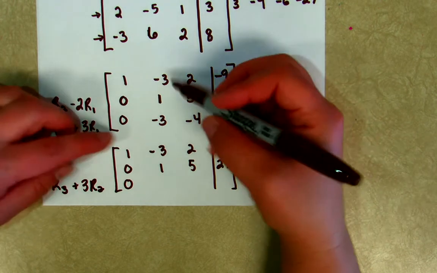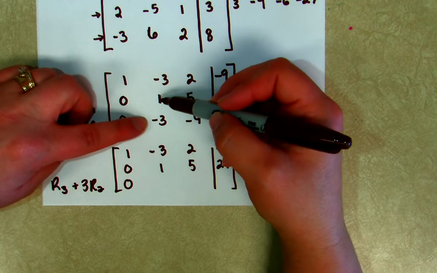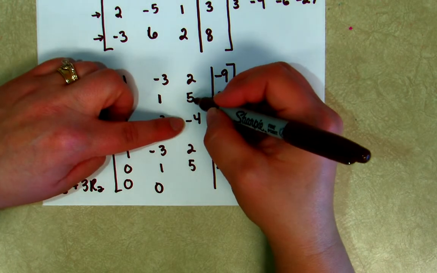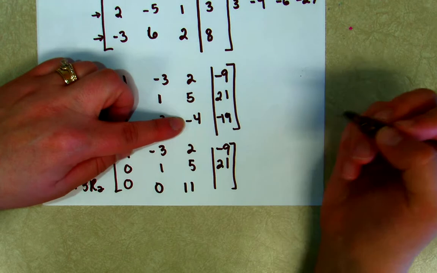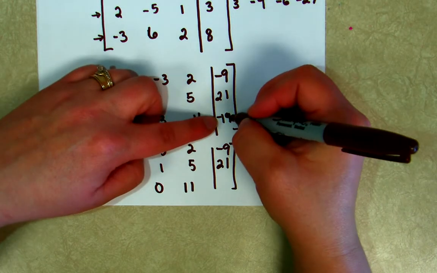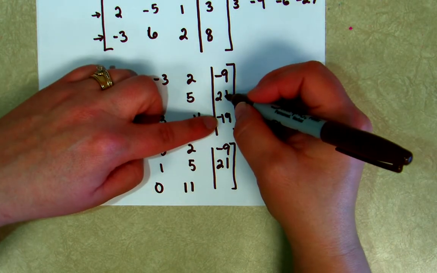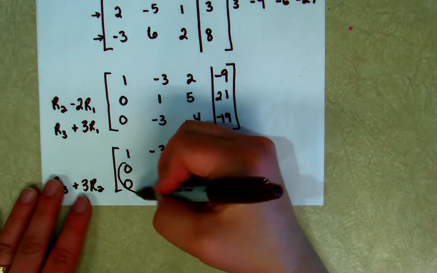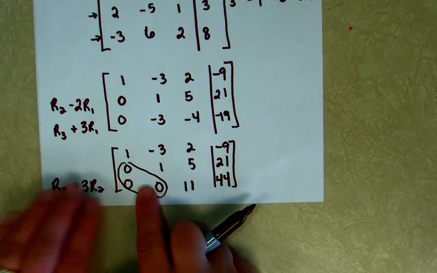Again, you can do it in your head. This one I think I will. So negative 3 plus 3 times 1 is 0. Negative 4 plus 3 times 5 is going to be 11. Negative 19 plus 3 times 21 is going to be 44. So I've created my zeros. That's always what you're looking for.